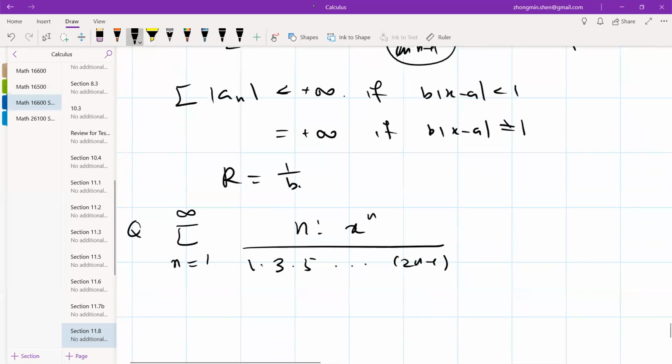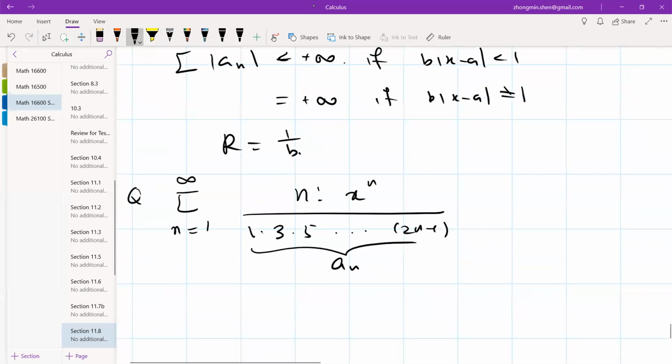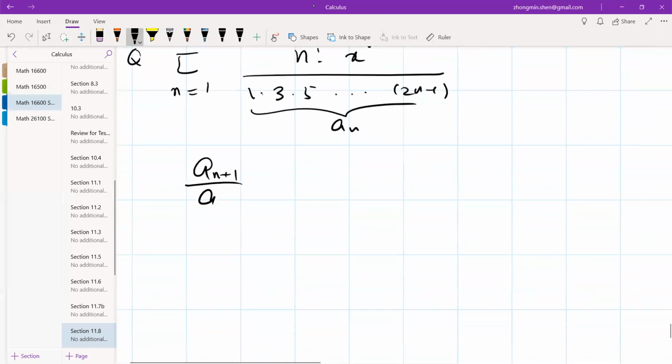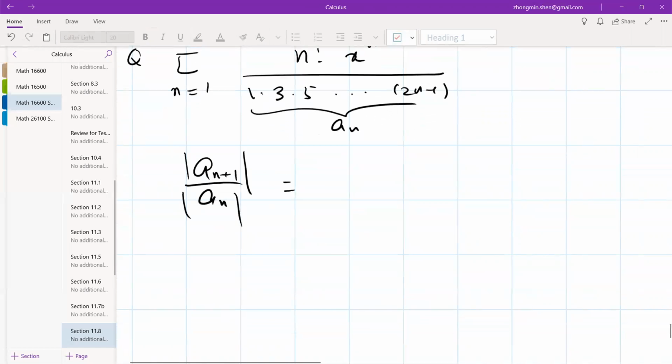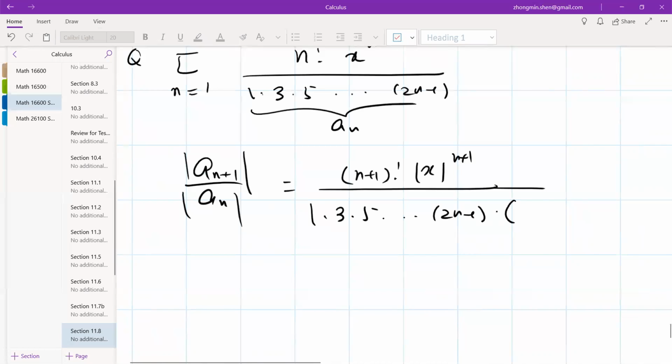So let's try to find the radius of convergence first. But did you see n factorial? That means you cannot use the root test. You only use the ratio test, okay? You can simplify it. Because this is a_n, n plus 1 over n, don't forget to put the absolute value there. So this is going to be (n+1) factorial absolute value of x to the n+1 over 1, 3, 5, all the way to 2n minus 1, and that's not enough. It's 2(n+1) minus 1.